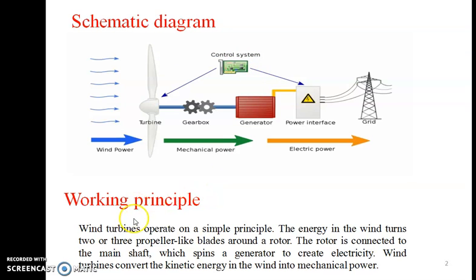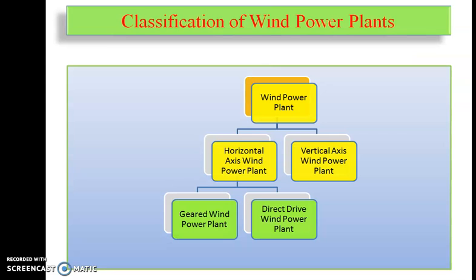Here the wind turbines operate on a simple principle. The energy in the wind turns two or three propeller-like blades around a rotor. That means the turbine has two or three blades. The rotor is connected to the main shaft, which spins and rotates the generator to create electricity. Wind turbines convert the kinetic energy of the wind into mechanical energy. Already we have seen everything related to the wind turbine working principle. In the next part we will talk about the classification of wind power plants.